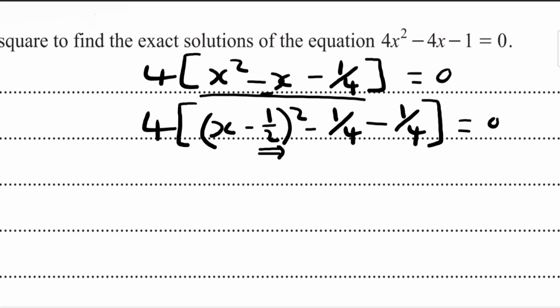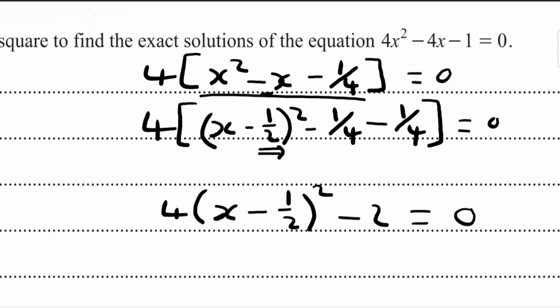So we're now going to multiply everything by 4. So it's 4 times (x minus a half) squared, minus 1 over 4 minus 1 over 4, that's minus 1 over 2. So minus 1 over 2 times 4, that will give us minus 2, right? And this is equal to 0.